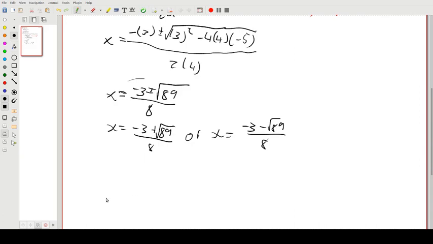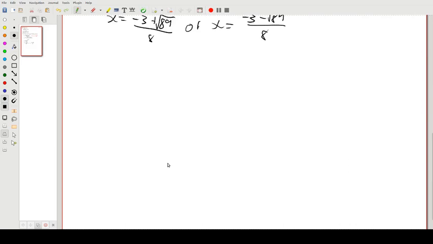Right, so that was question 1.1.2. Then we get to question 1.1.3. Let me do this in another color. Let's do this in green. Okay, question 1.1.3.